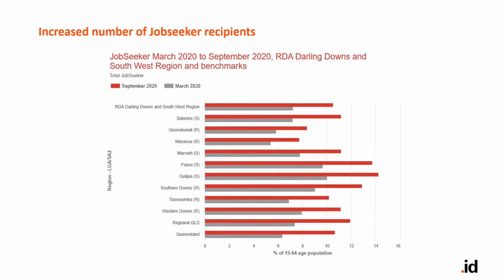So here's our increased number of job seeker recipients. This is where we start to talk about unemployment benefits and youth allowance. Here, this is for all of the regions. So we've got Balonne, Gundawindi, Maranoa, Merway, Peru, Quilpie, Southern Downs, Toowoomba, Western Downs. We can see there, all of them had an increase from March through to September of people receiving job seeker benefits. What we want to see is that trend to start to be reversed. So let's have a look at what's happening.